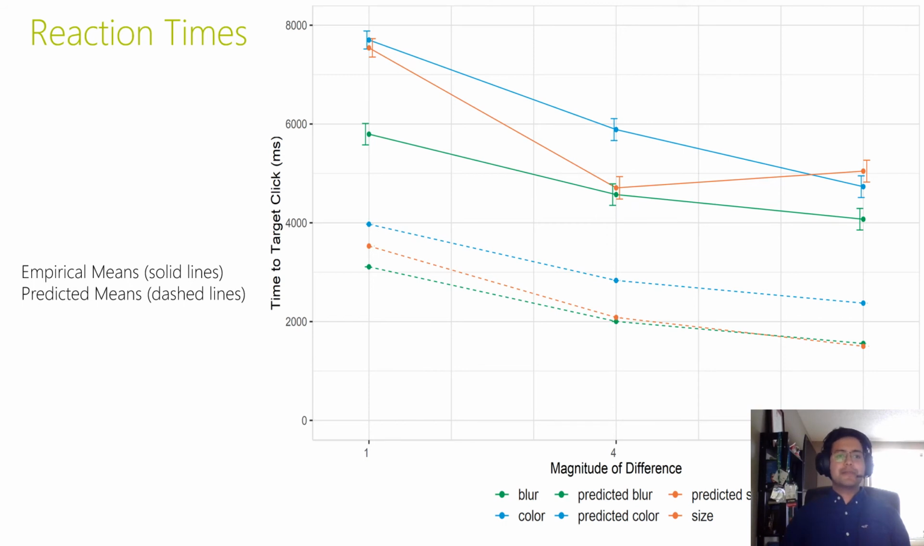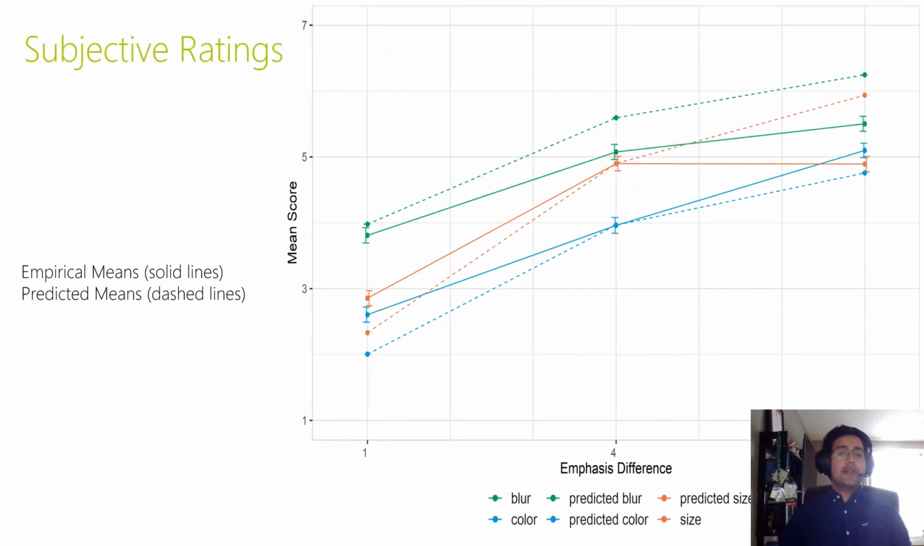And if we look at the selected ratings, we can see that our predicted means are very close to empirical means. This is a very valuable finding, as we may consider a user's perception of emphasis a more important measure for designers than the user's gaze patterns or their click behavior. We also have other interesting results, such as the actual gaze behavior and the participant comments, available in our paper.